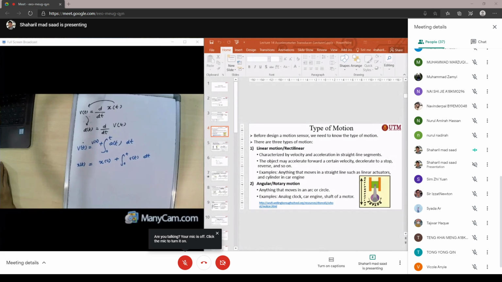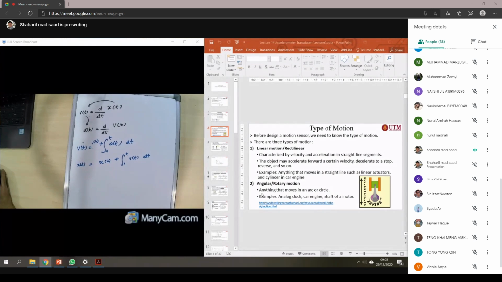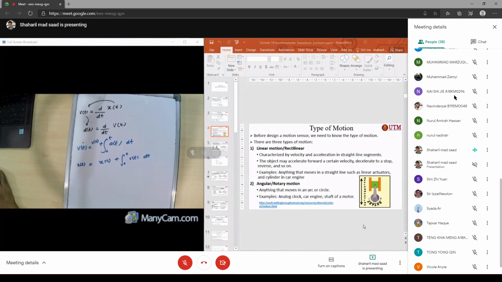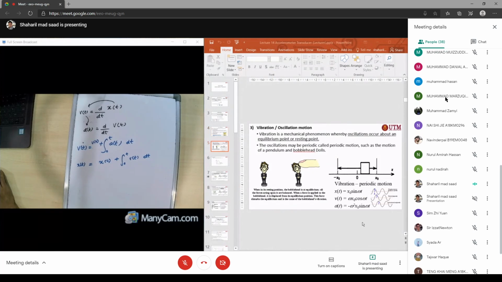So let's look at the theoretical types of motion. We can have linear motion: when you throw an object that follows a straight line, we call it linear motion. And angular motion is motion that moves in an arc or circle and so on.